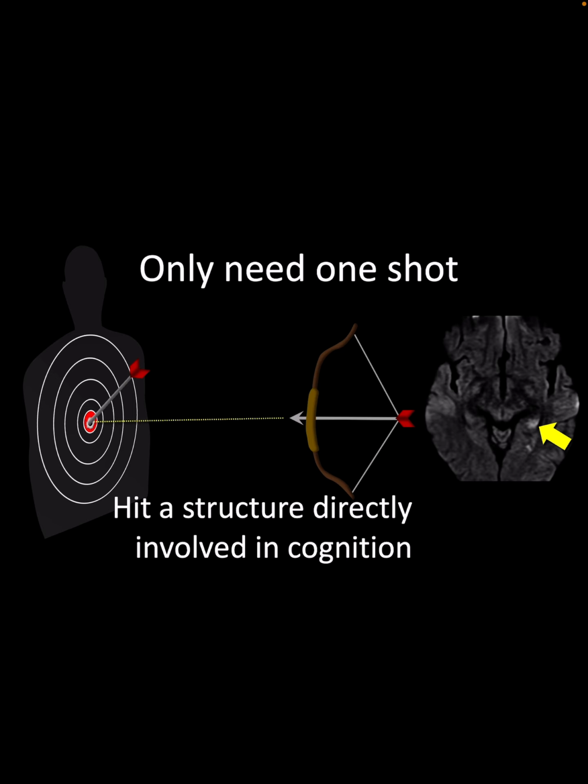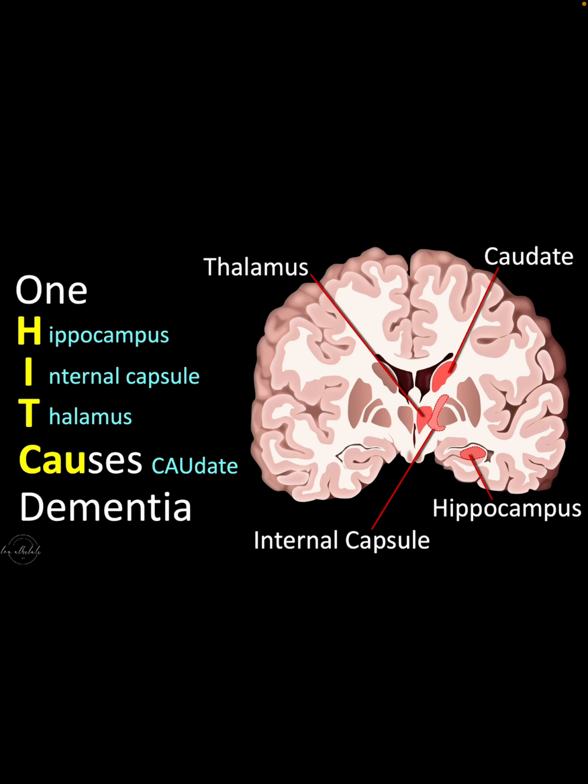So what are these important structures that can cause dementia if they're hit? So there are many structures that have been implicated in strategic infarct dementia. The main ones are the hippocampus, the internal capsule, the thalamus, especially the paramedian region, and the caudate. So I remember the mnemonic, one hit causes dementia, to help me remember where important strategic infarcts will be located.